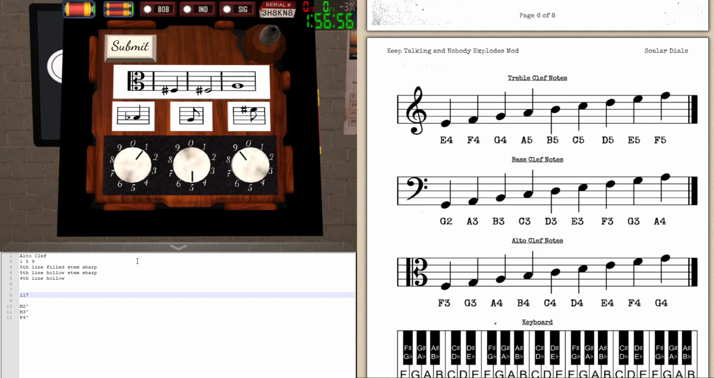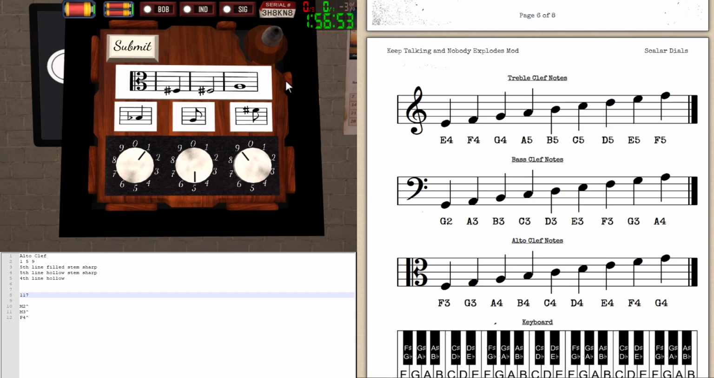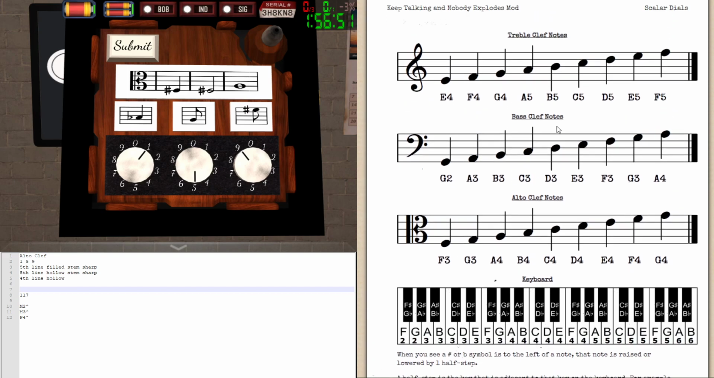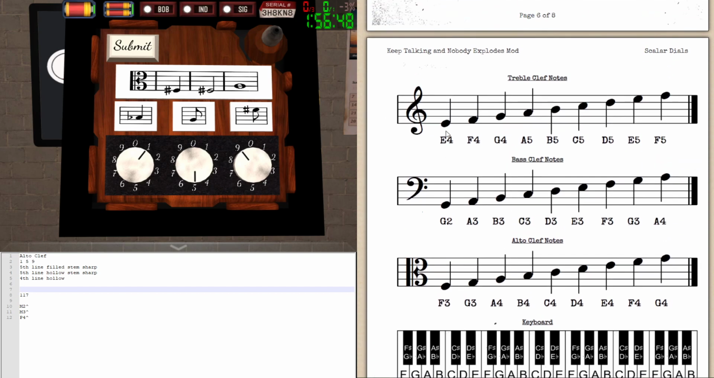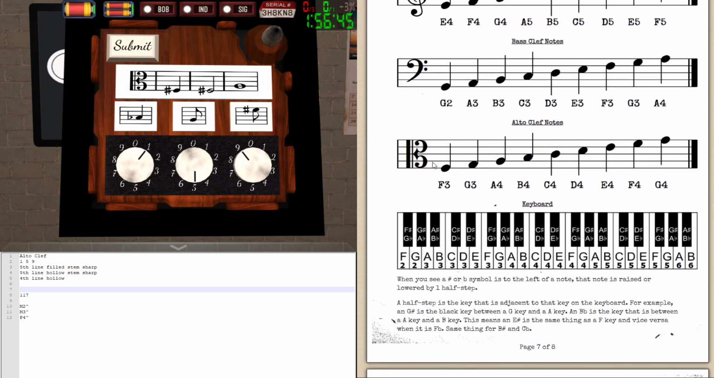So, first things first. We have to figure out what these notes on the main screen are. Here's an actual keyboard of the entire thing. So I'm going to go to the alto clef notes. I'm going to find 5th line. 5th line is going to be an F3 plus any accidentals, which is a sharp. So this is going to be an F3 sharp. And this is also going to be the exact same thing, F3 sharp, because it's the 5th line. But this one's the 4th line. 4th line is going to be A4, and there's nothing else. So this is just A4.